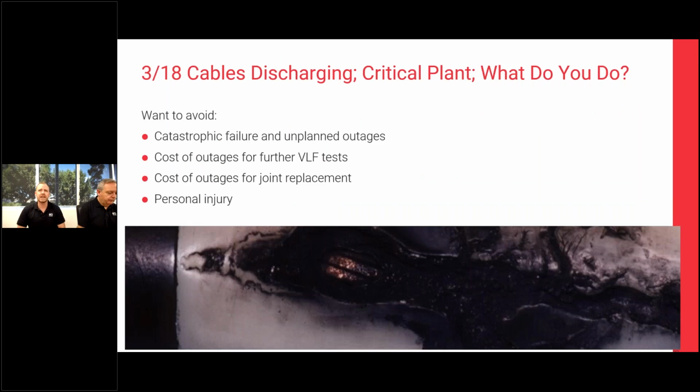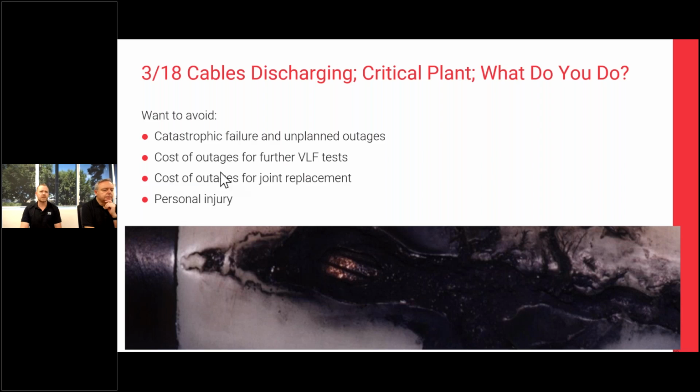So now that we've got 3 out of the 18 discharging, what do we do about it? It's critical plant, and these are critical cables that feed that plant. So the main aims are to avoid catastrophic failure of any of those joints and to prevent unplanned outages. You also want to prevent outages for further tests. Another option is to come in and conduct VLF testing, where you take the cables offline and liven up the cables yourselves to confirm where the PD is occurring. But that is a shutdown, and that costs money and that costs time.